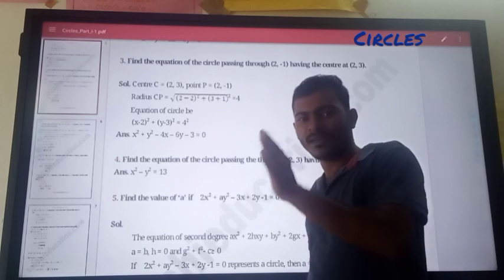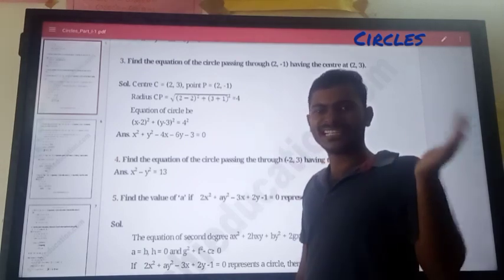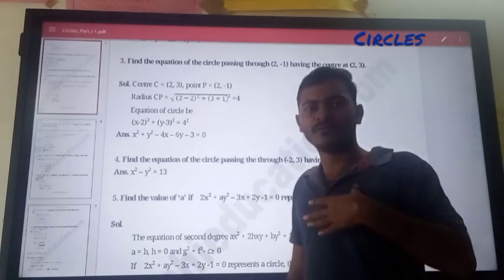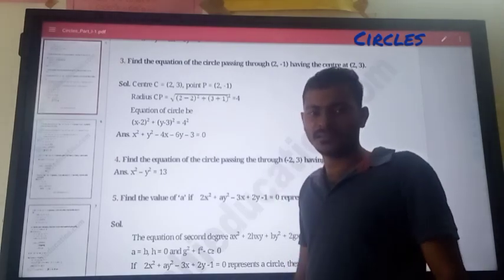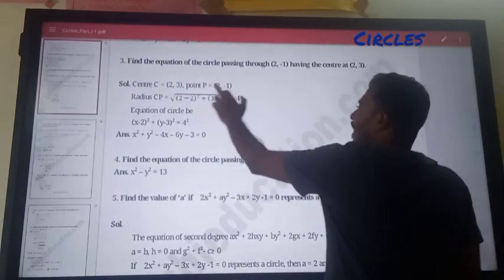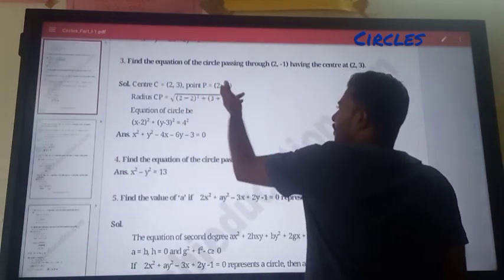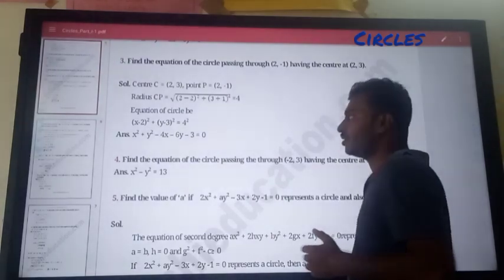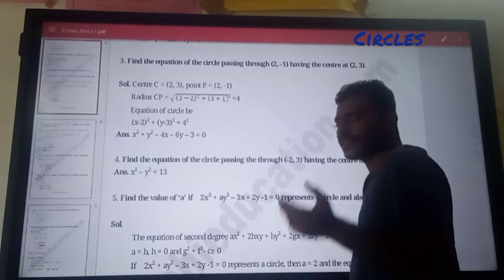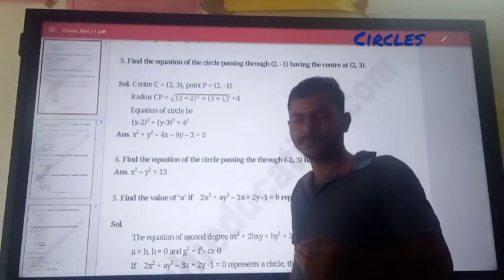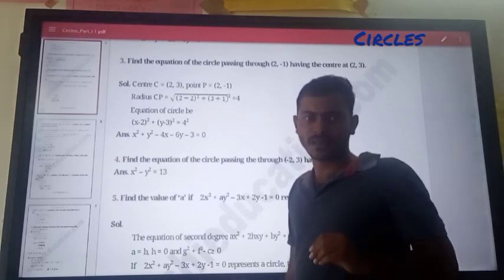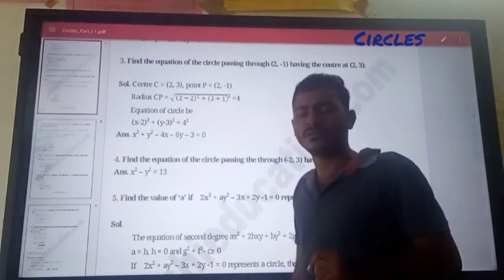So the (h, k) value is (2, 3) and the (x, y) value is nothing but (2, -1), and we have to find the radius, then we get the circle equation. Now here the center is (2, 3) and the point P on the circle is (2, -1). So the distance between these 2 points, we know the distance formula: square root of (x2 - x1) whole square plus (y2 - y1) whole square.